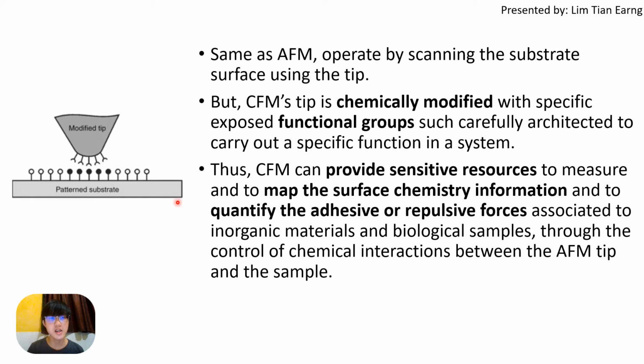The chemical force microscopy differs only at the tips. The tips have been chemically modified with a specific functional group, such as CH3 or COOH, depending on the specific function you want to carry out in a system. The main purpose of chemical force microscopy is to provide a sensitive way to measure and map the surface chemistry information.